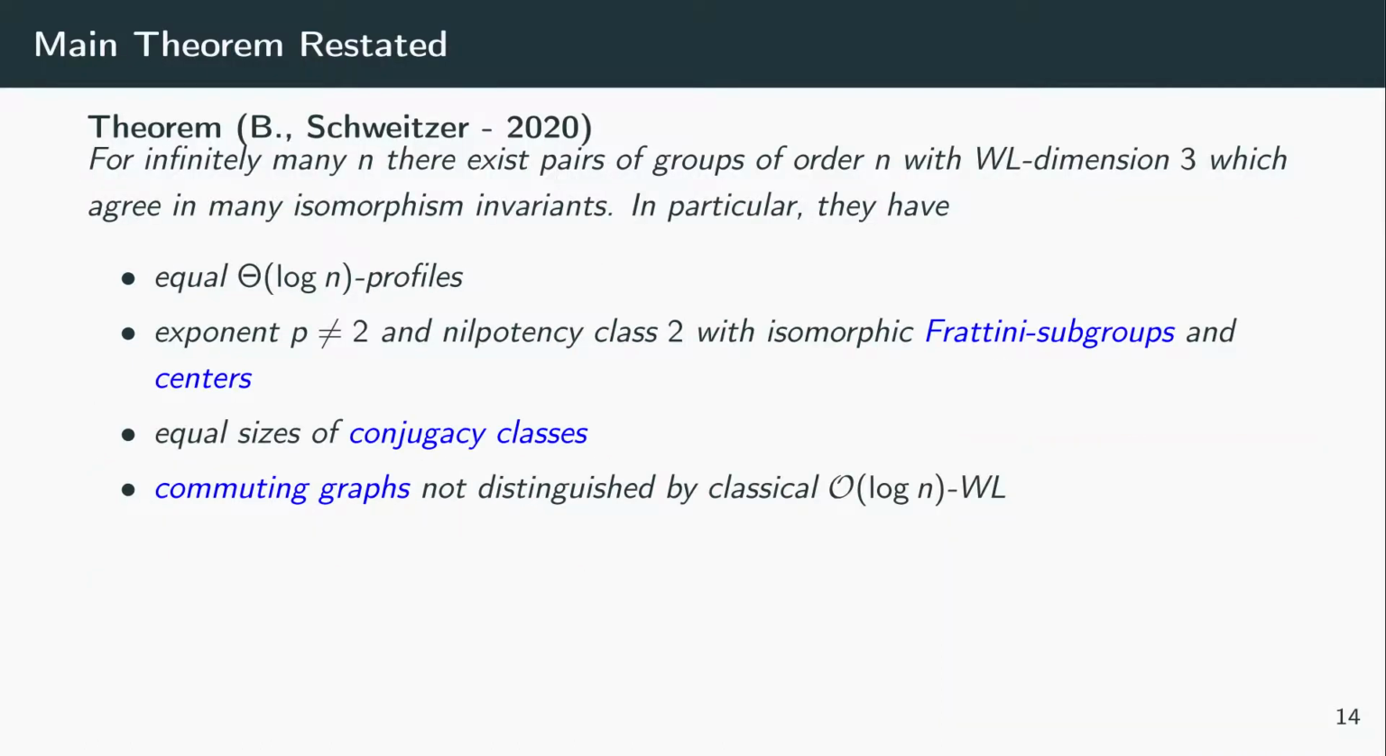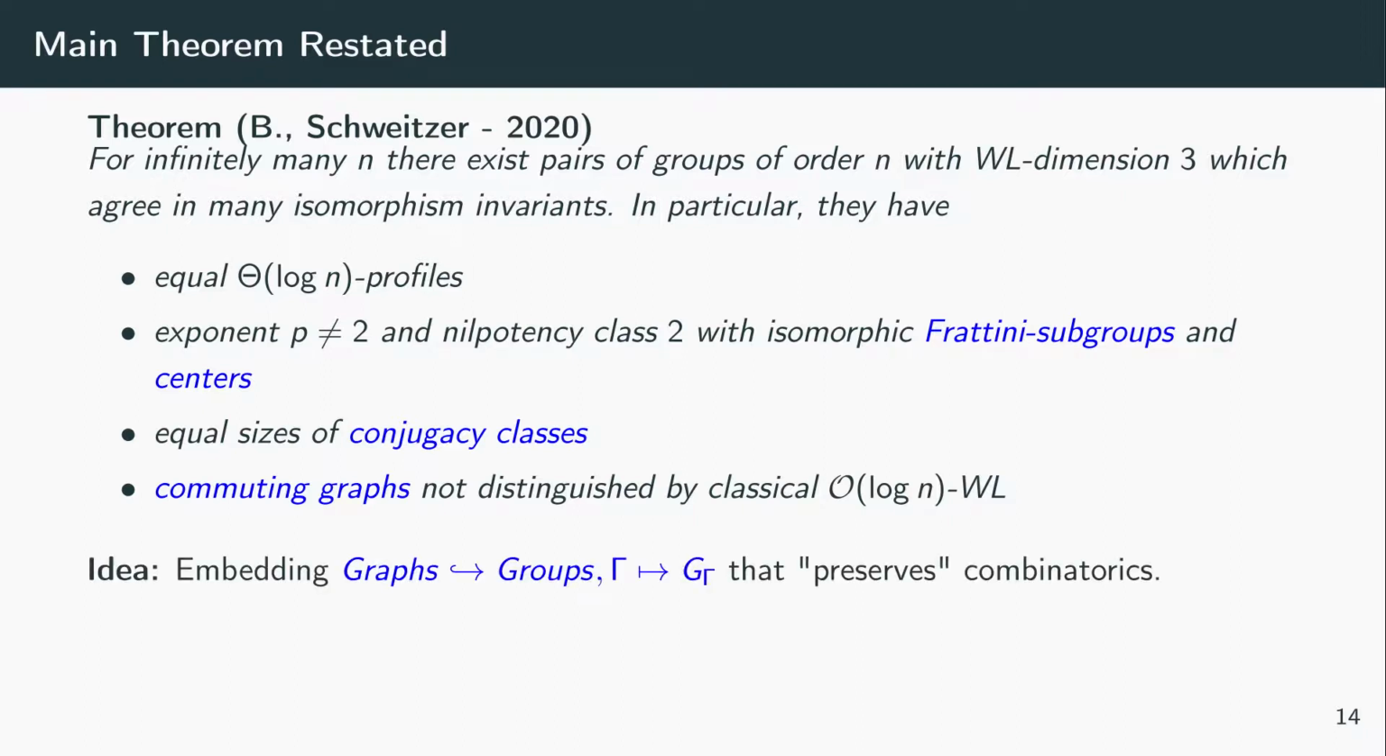Let me restate our main theorem at this point. So what we do here again is we construct infinitely many pairs of groups which have globally bounded Weisfeiler-Leman dimension 3 in our standard notation, but which agree in various isomorphism invariants, including logarithmically sized subgroup profiles. The idea here is to construct an embedding from graphs to groups such that combinatorial properties are in a way preserved. And more precisely, we want to encode edges as commuting or non-commuting pairs of group elements.